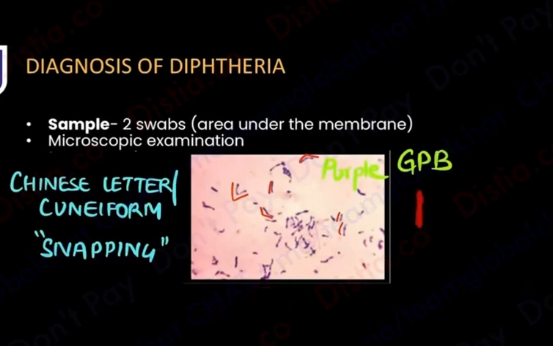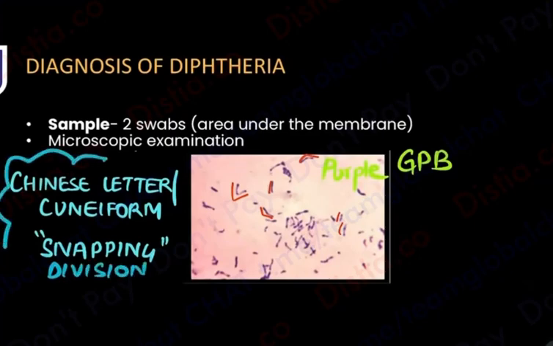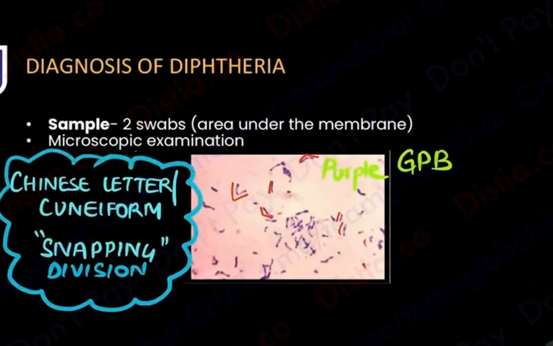Because if this was one bacteria, mitosis happened, 1 divided into 2. So they should have become like this. Division happened, but they did not separate. This 1 divided into 2, but did not separate. So this is a kind of a snapping division. Please note the reason for the Chinese letter or cuneiform is the snapping division.